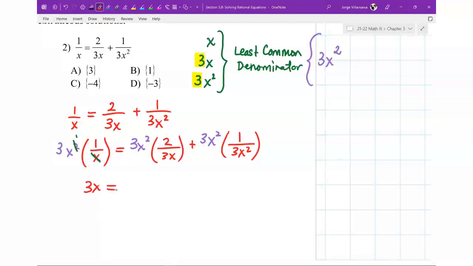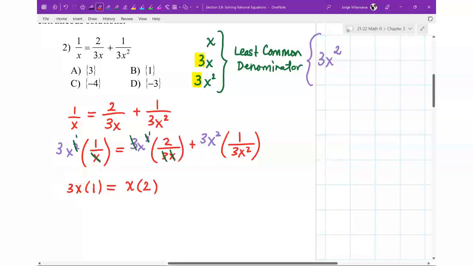Okay, the next fraction, 3x squared times 2 over 3x. Well, look, the 3 will cancel with the 3, and one of the x's will cancel with one of these x's, so I get x times 2. I'm just going to leave it like that for now. If you want, let me write over here 3x times 1 in case you want to see the step. So all that's left is x times 2. Again, notice the fractions are gone.